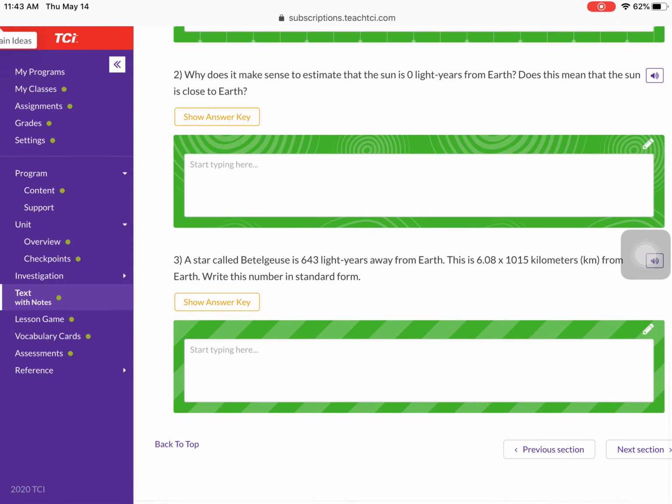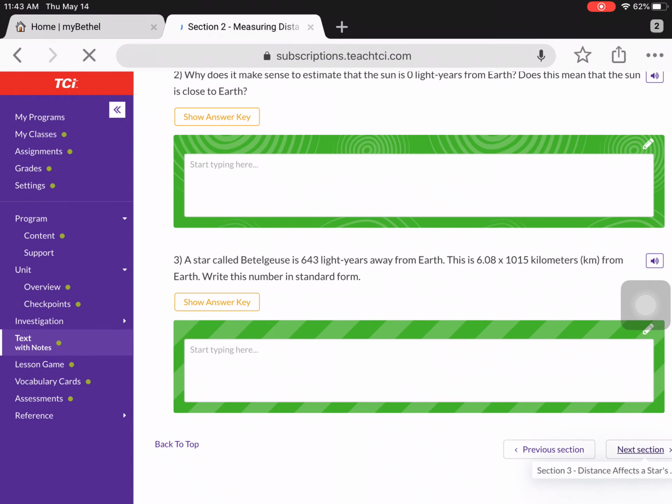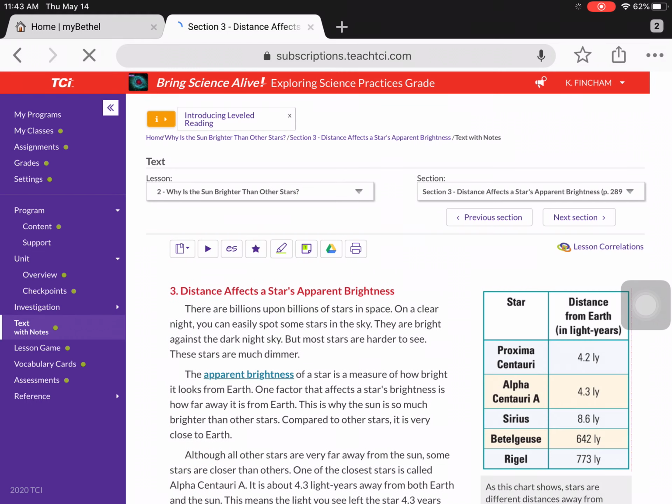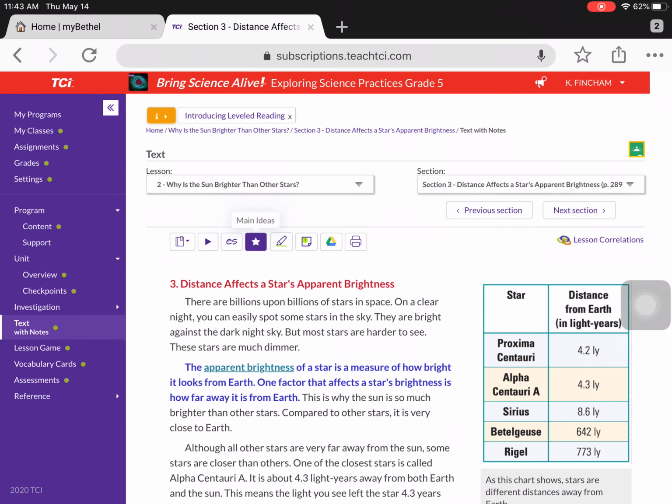And number 3: A star called Betelgeuse is 643 light years away from Earth. This is 6.8 times 10^15 kilometers from Earth. Write this number in standard form. A little math for you too. So we're going to go on to the next section. We only have a couple more minutes. We'll be wrapping it up here shortly.